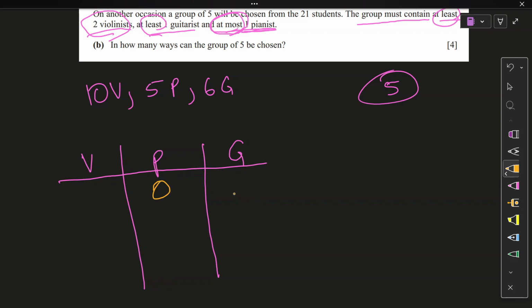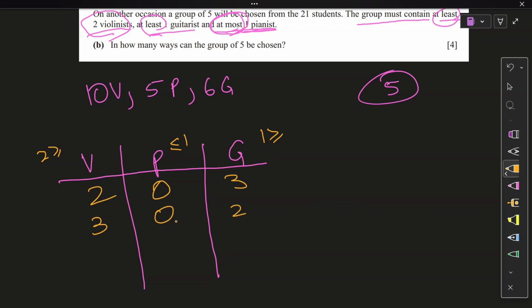So 0 pianists for now. Now violinist and guitarist. These have to be greater than or equal to 2, and these have to be greater than or equal to 1. Okay? And this has to be less than or equal to 1. Got it. So how can I make 5 with these two people, the violinist and guitarist? I can make 2 here, 3 here. That satisfies my conditions. 3 here, 2 here.